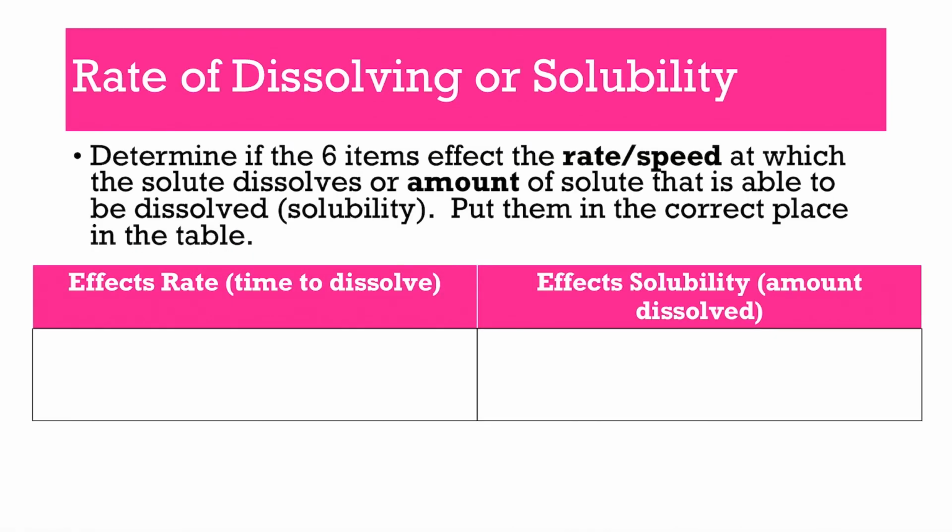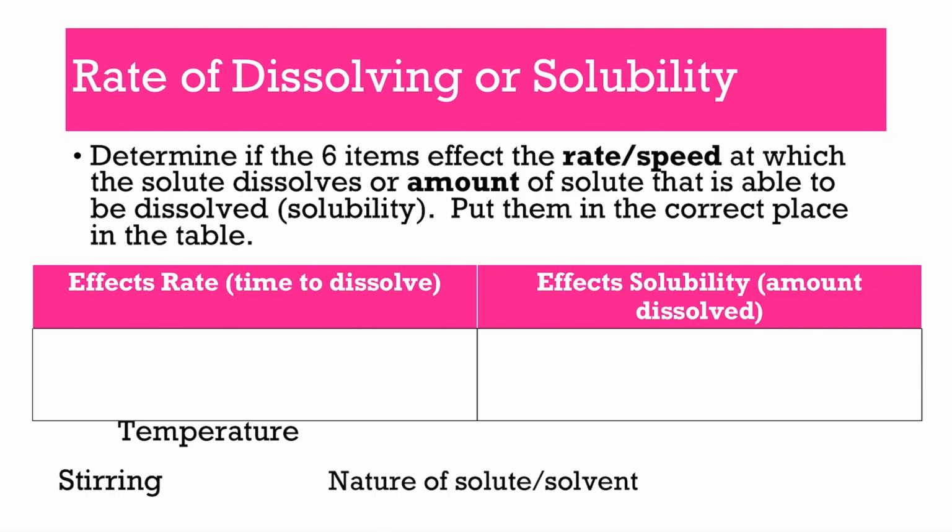Okay, so what I want you to do right now is think. You have 6 different things: temperature, stirring, pressure, nature of the solute and solvent, particle size, and surface area. I want you to categorize these words. Do you think they fit in the affects rate column or the affects solubility column? So will it change the time it takes to dissolve or the amount that is dissolved? Go ahead and try to put those words where they belong.